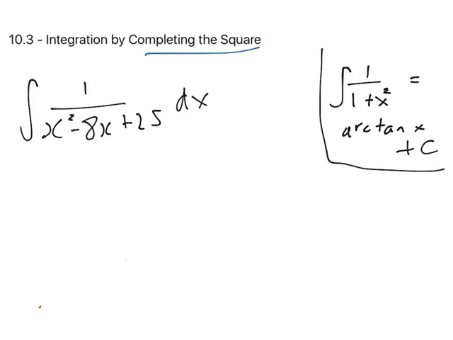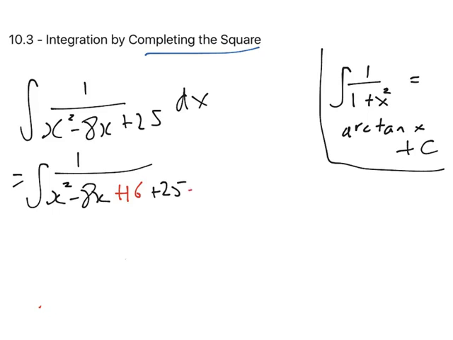Okay. Negative 8 divided by 2 is negative 4. Negative 4 squared is 16. So I'm going to have x squared minus 8x. I'm going to add 16 and then subtract 16. Okay?